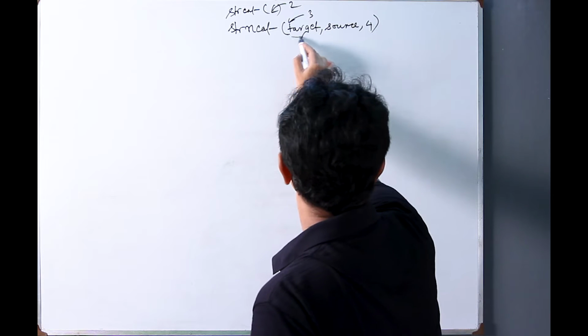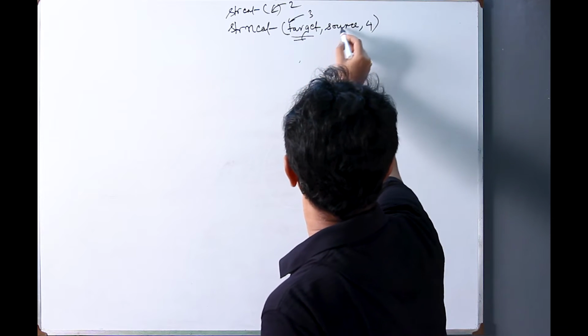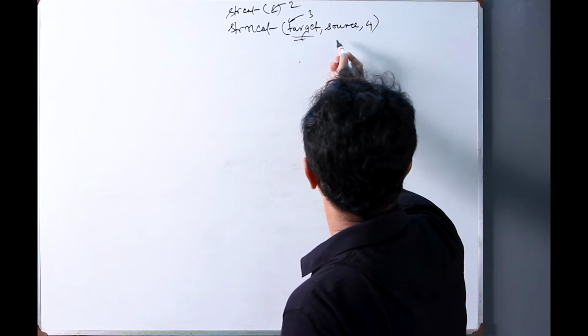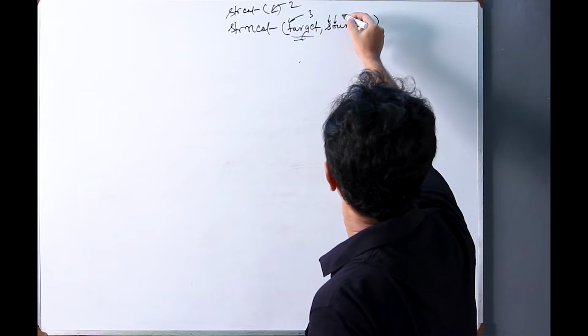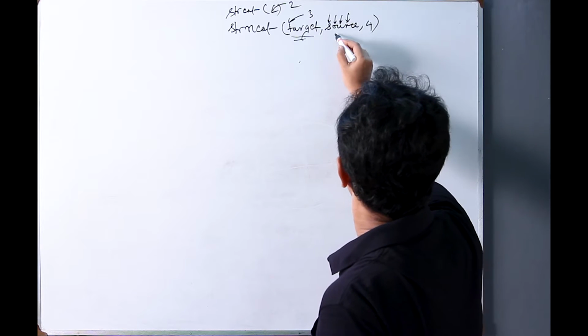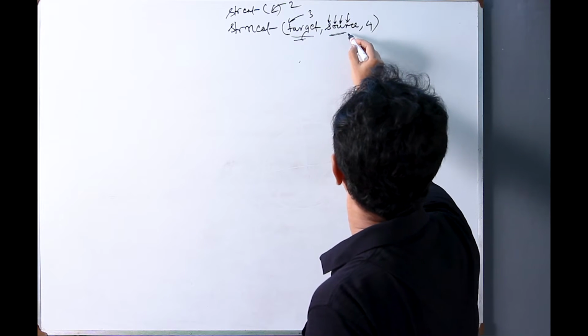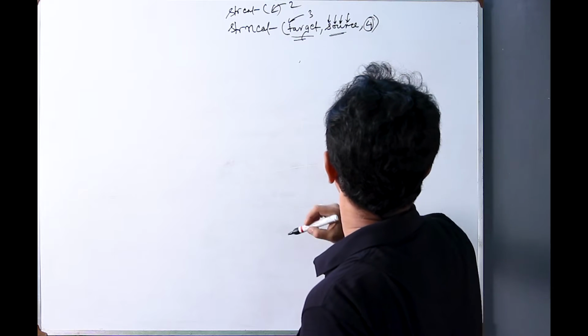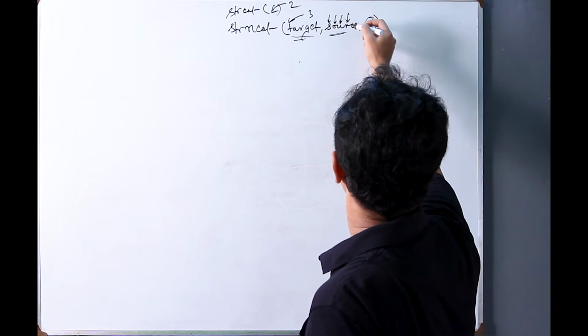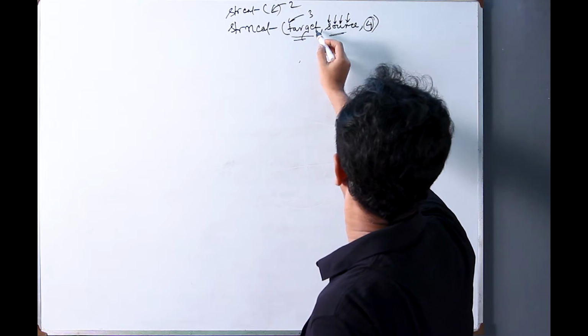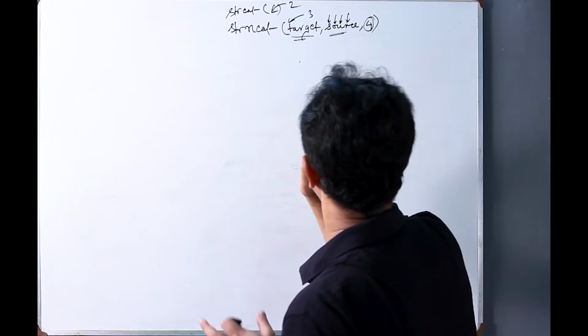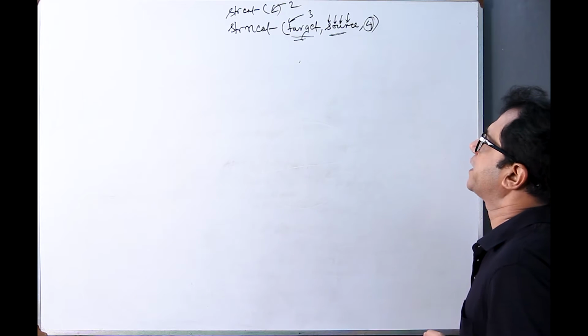If this is the target string and this is the source string, then what is to be appended to the target? This one, this one, this one, and this one, that is up to SOUR, because I have written 4 over here. If I had written 2 over here, then SO would have been added to the target. So this is the concept of the strncat function.